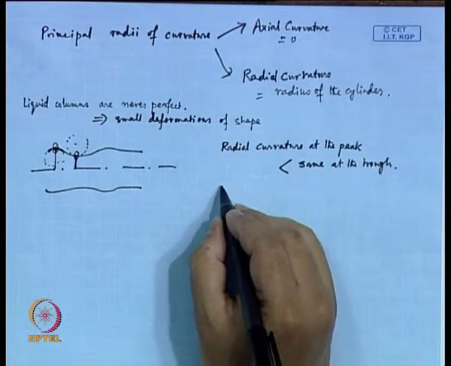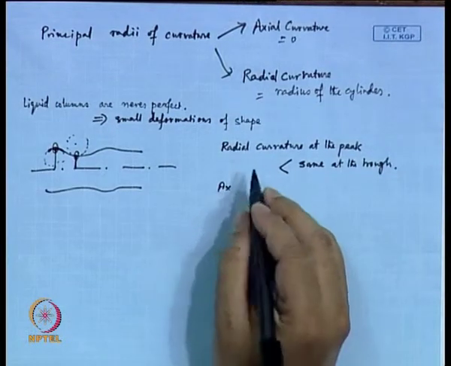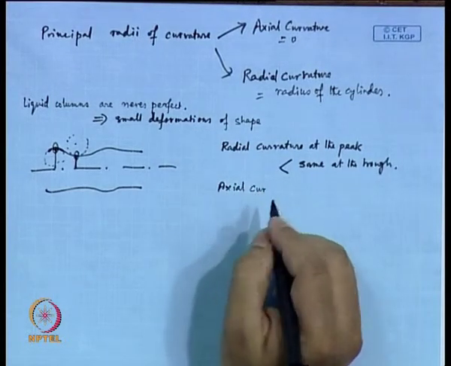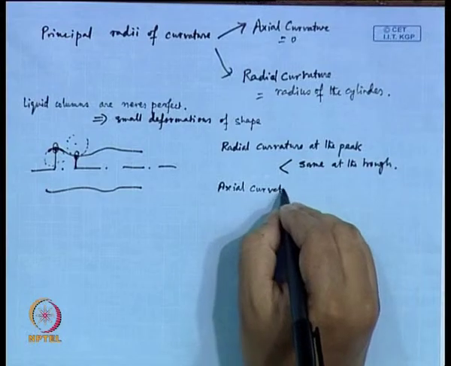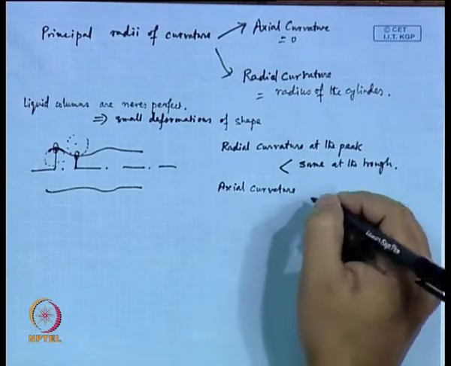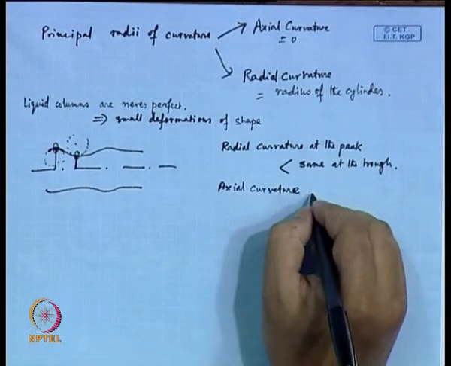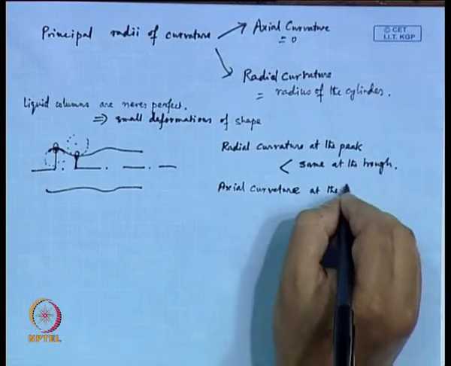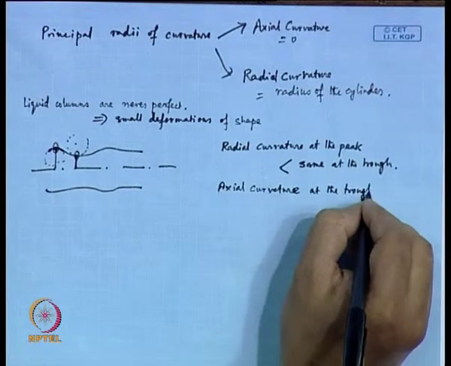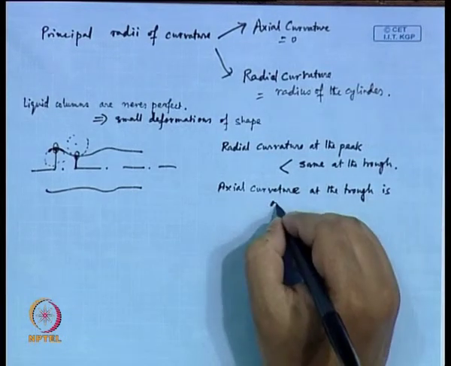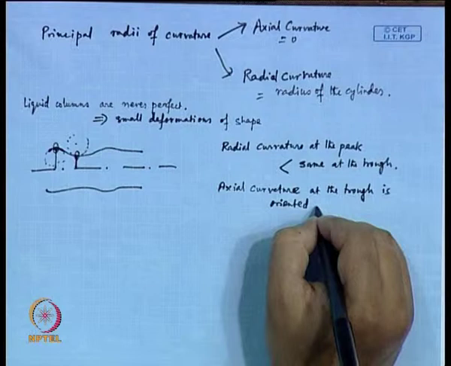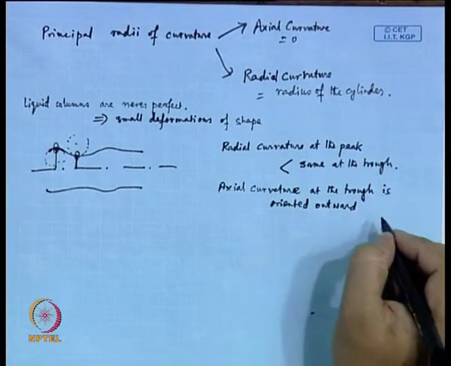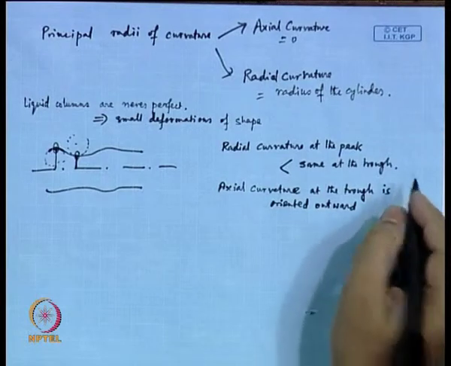So, what you will find is that the axial curvature at the trough is oriented outward. Okay.